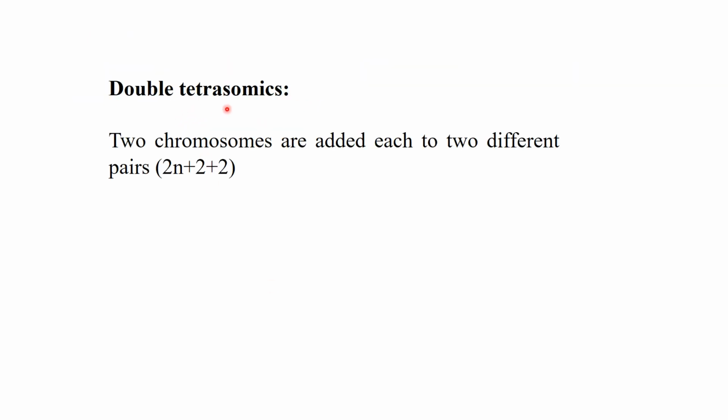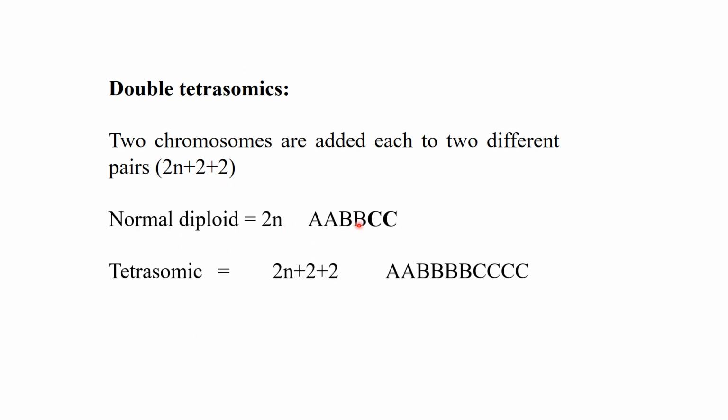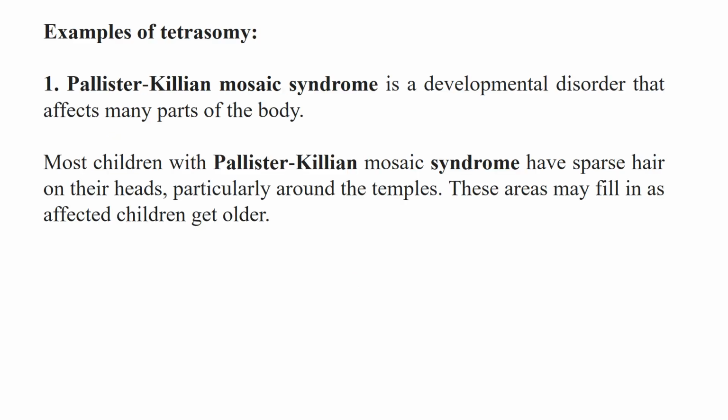Double tetrasomic: two chromosomes are added to each of two different chromosomes, 2n plus 2 plus 2. On two different chromosomes, two chromosomes are added each. That is called double tetrasomic. Normal diploid 2n has only 3 pairs of chromosomes. In the tetrasomic condition, 2n plus 2 plus 2, B is also present in tetra form and C is also present in tetra form. This is called double tetrasomic condition.